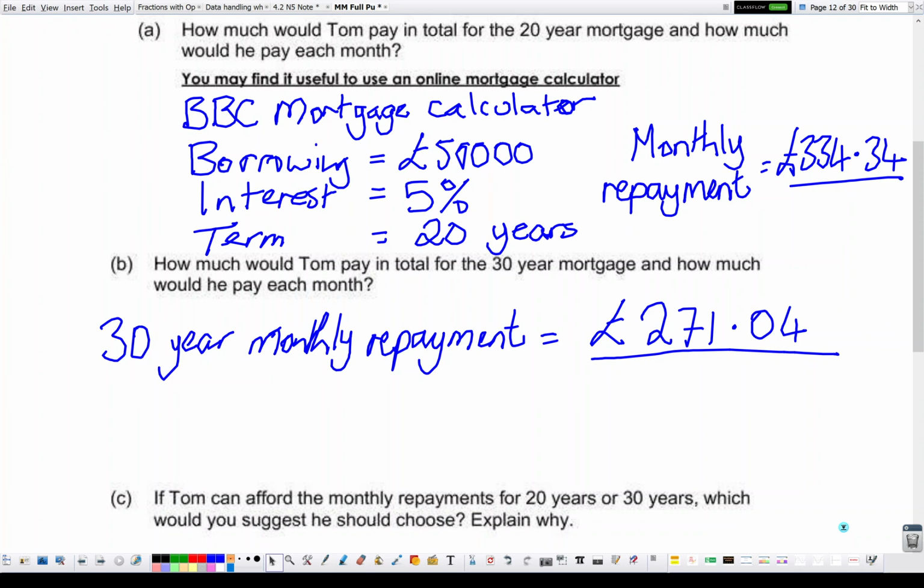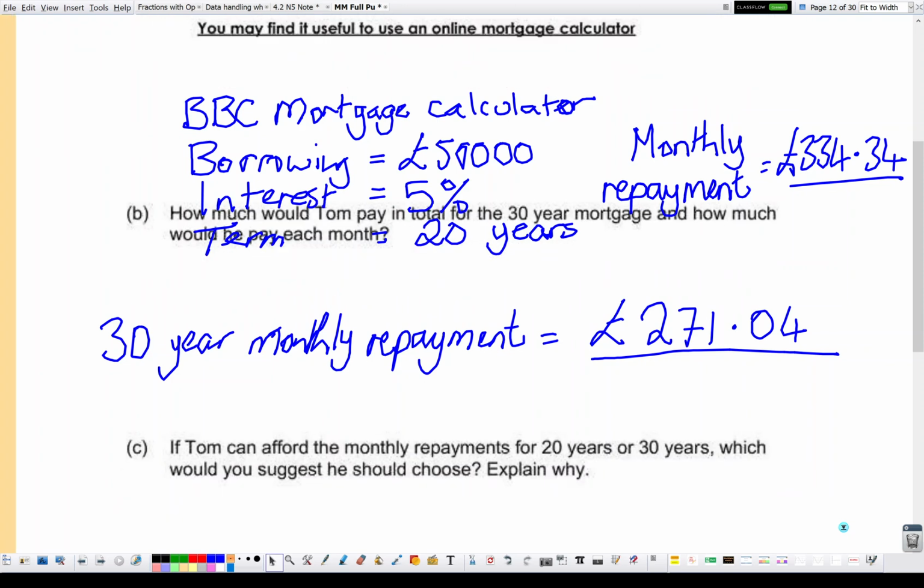What I want you to think about is what are the advantages and the disadvantages of paying it back in less time. If we chose to pay it over 20 years, it's hard to get your head around having an ongoing payment for 20 years, right? It's going to cost us £334 and 34 pence. But I'm given the option of doing it over 30 years and it's going to cost less per month, okay? But obviously it's over 30 years, not over 20 years.